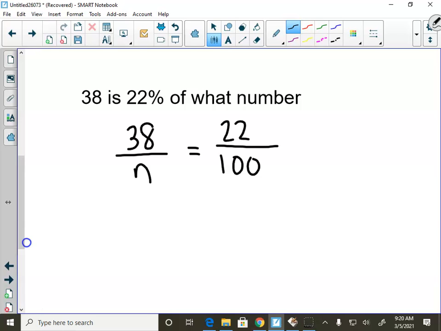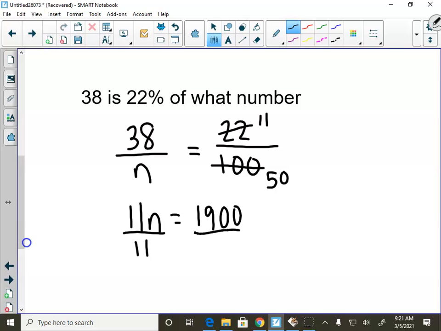So we can, again, reduce or not if you want to. I like to reduce, just makes the numbers a little bit smaller. So 11, and then this will become 50. And now we're just going to multiply it out. So we get 11n is equal to 50 times 38, which is going to be 1900. And then we have to divide. So we'll divide by 11.